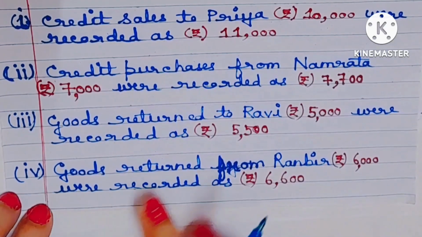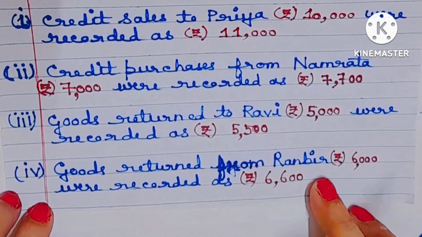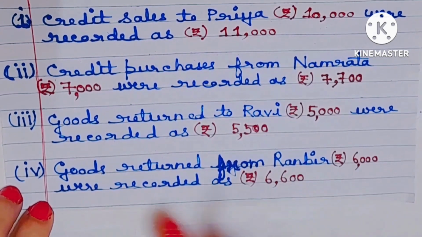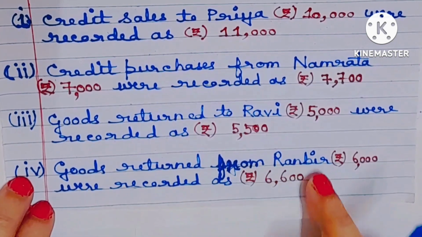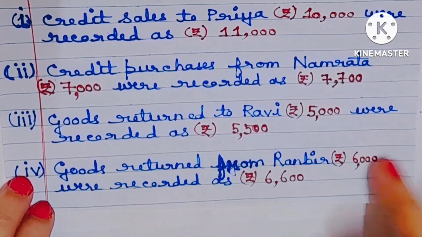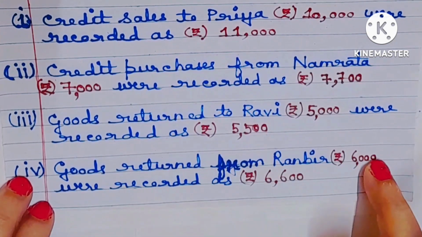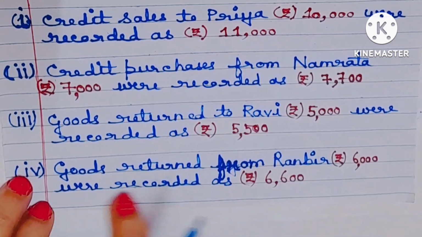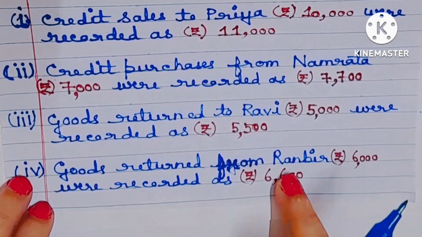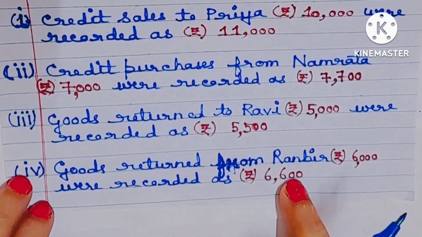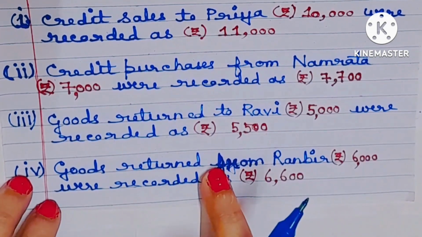Number 4. Goods returned from Ranveer rupees 6,000 were recorded as rupees 6,600. So goods returned from Ranveer rupees 6,000. Till 6,000, this is the correct part. And which is the wrong part? Were recorded as rupees 6,600. Rupees 600 has been recorded more. So this is the wrong part. Understood? So what is the correct journal entry?